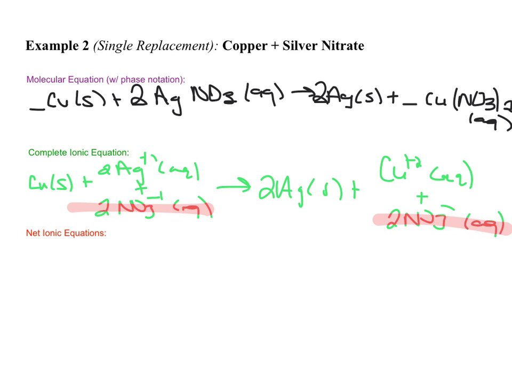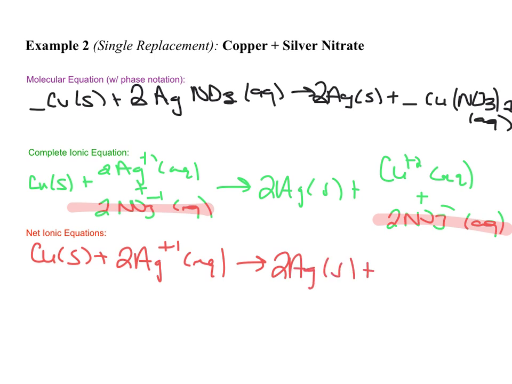So I've got Cu, that's a solid, plus 2 Ag plus 1s that are aqueous, turning into 2 Ags that are solid, plus a copper plus 2 that's aqueous. There's our net ionic. Now this is a single replacement reaction where we're replacing that solid.